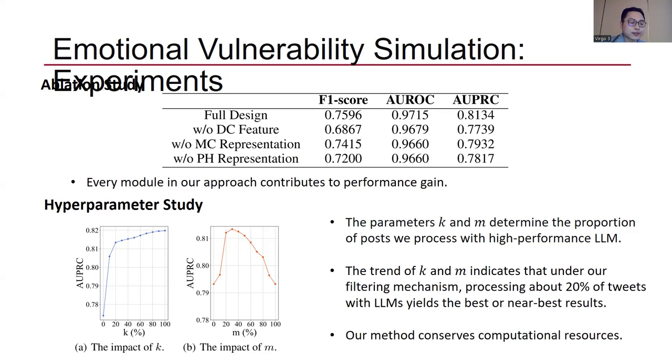And for the hyperparameter study, we observe that the parameters K and M determine the proportion of posts we process with the high-performance LLM. The trend of K and M indicates that under our filtering mechanism, processing about 20% of posts with the LLM yields the best or near-best results, because we integrate common sense and domain knowledge. And finally, our method conserves computational resources.